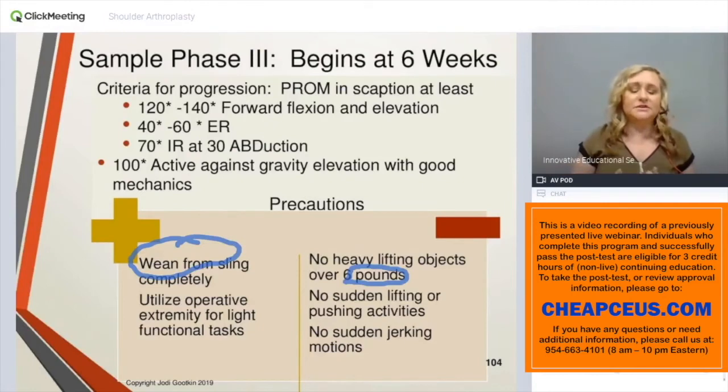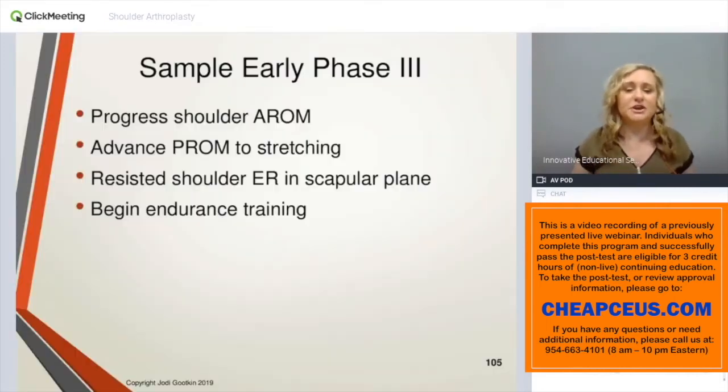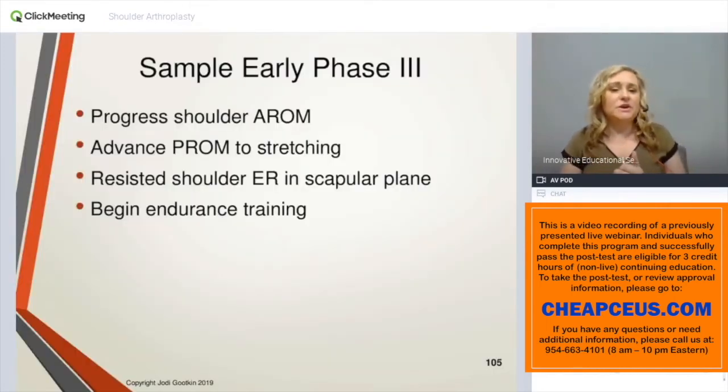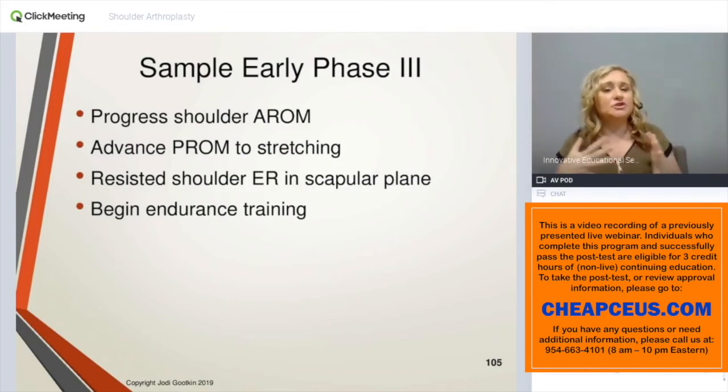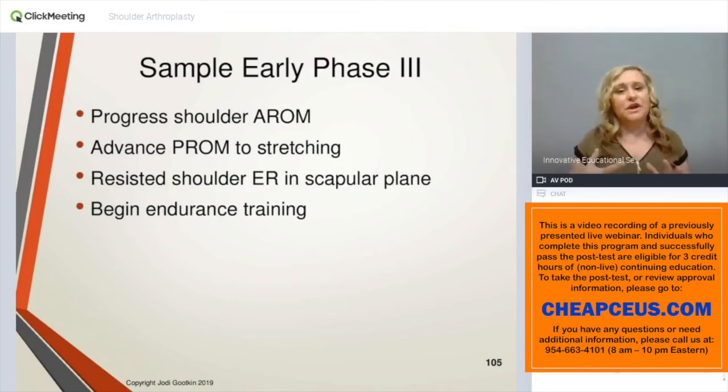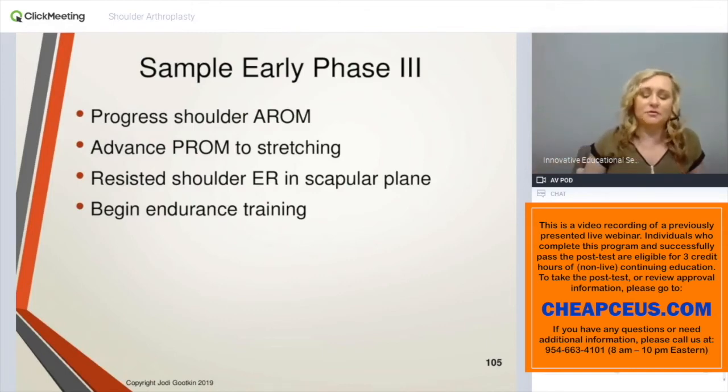So when we look at this phase 3, they're tolerating passive range, active assisted range, isometrics. We're doing active range with this patient. So at this point in time, we might also be incorporating stretching in protected ranges, gentle stretching to try and be low intensity to make gains in our range of motion, as well as starting to add some endurance training in for patients at this point in time.